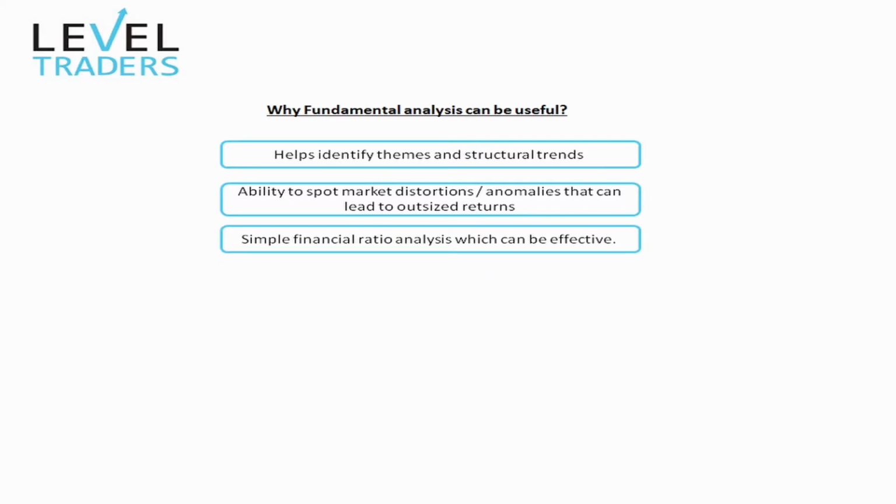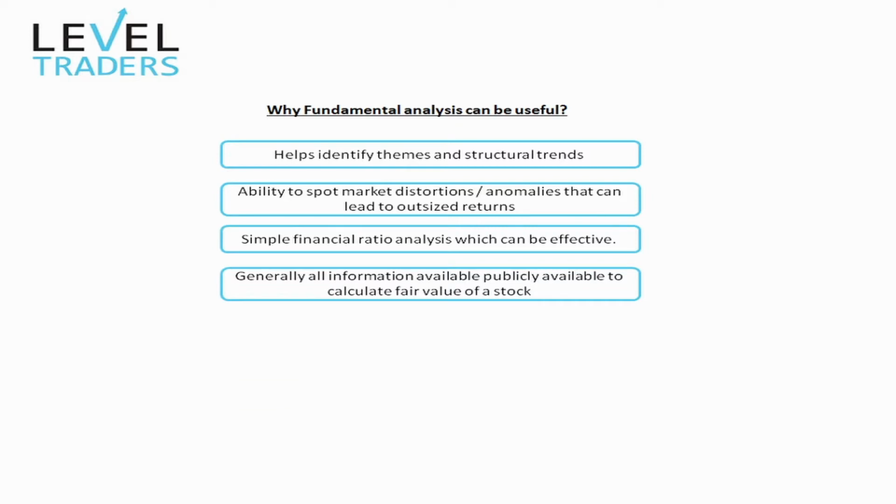Then we have simple financial ratio analysis, which can be effective. So this is probably the one that when the word fundamental analysis comes out, people think about, looking at accounts and financial ratios and numbers. Now, financial ratios can be great because they can simplify the numbers that companies present in their financial statements. It can be quite daunting looking at a company's financial statements. So many numbers, which ones should I be looking at? Which one should I care about? Don't worry folks, I'll be going through this in more detail in this video series where I'll dedicate a video on financial ratios.